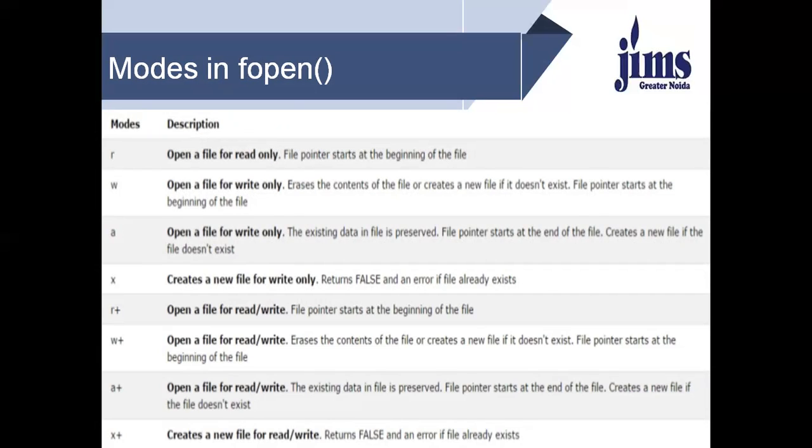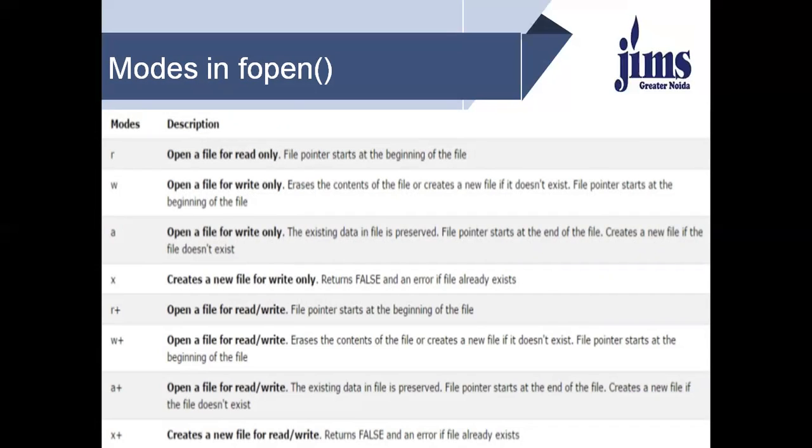Next mode is x. It creates a new file for write only. Returns false and an error if the file already exists. Next is r plus. Open a file for read/write. File pointer starts at the beginning of the file. Next is w plus. Opens a file for read/write. Erases the contents of the file or creates a new file if it doesn't exist. File pointer starts at the beginning of the file.